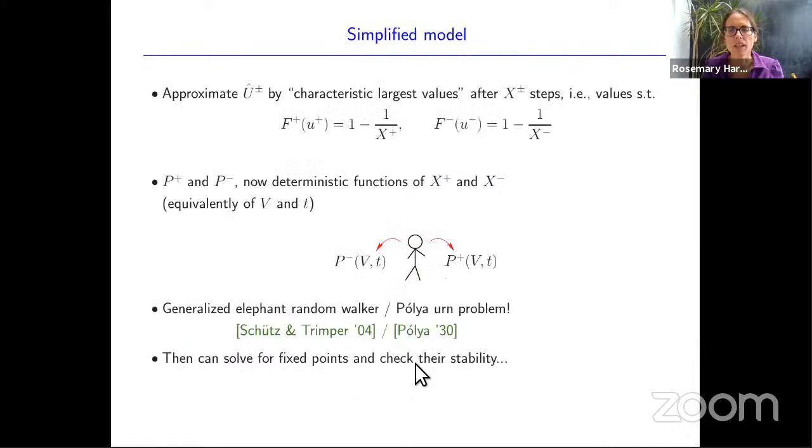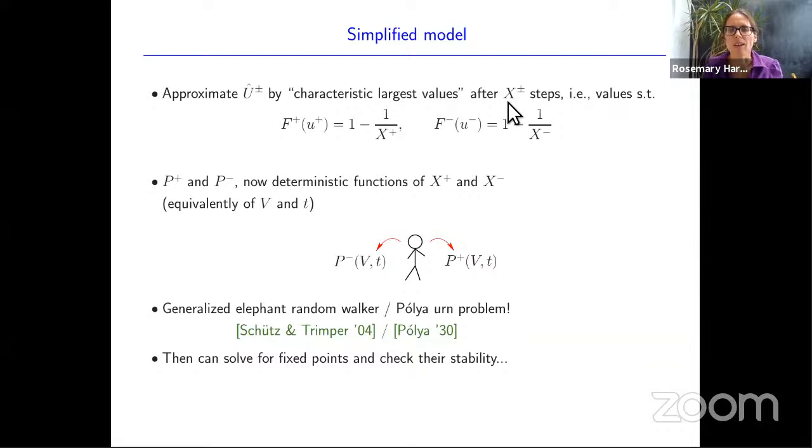Well, that's quite hard in general, but there's a sort of shortcut, a simplified model, which turns out to give quite useful information. The idea is that we approximate the random variables for the maximums, u hat plus or minus, by the so-called characteristic largest value after x plus steps right and x minus steps left. That comes from extreme value theory.